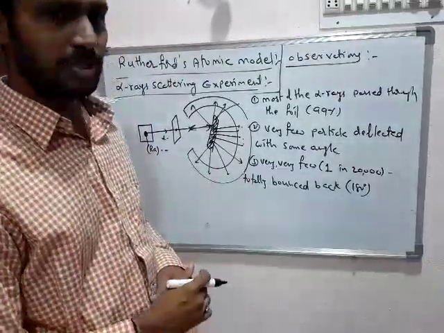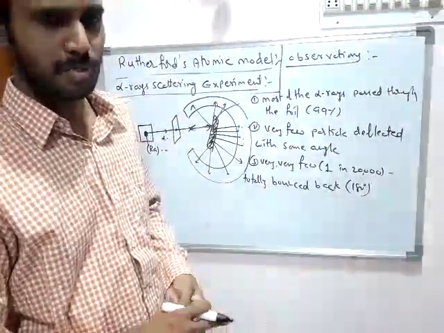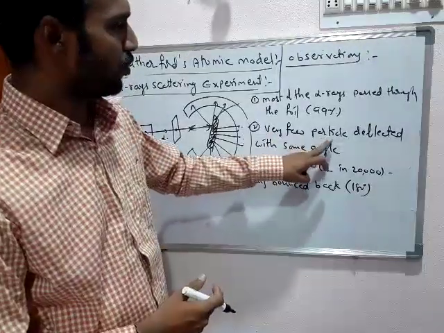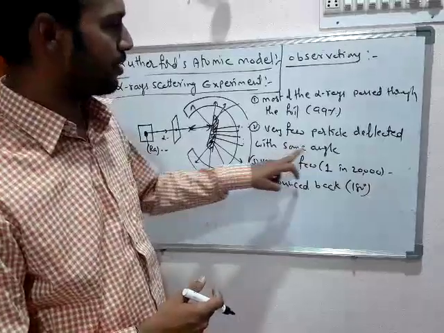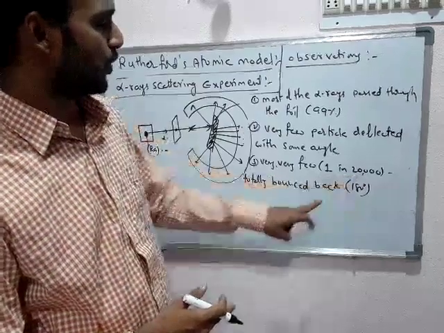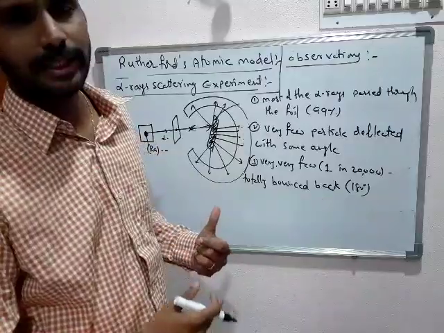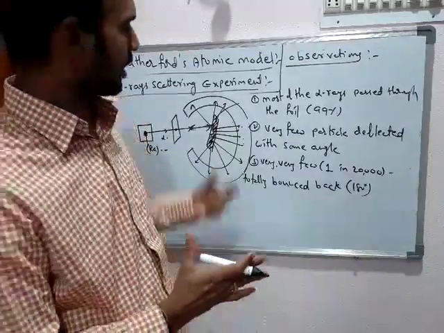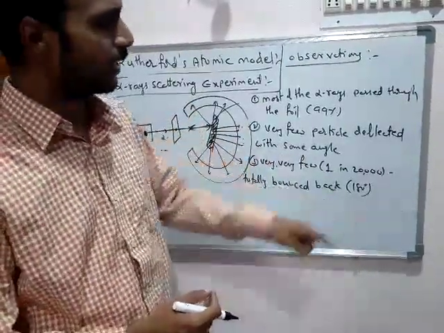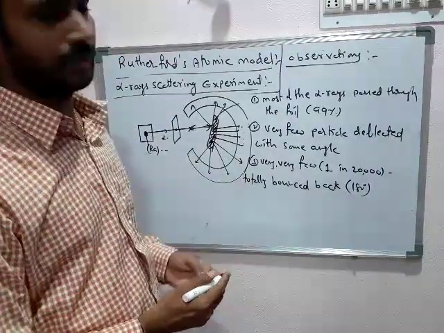So what are the observations? Most of the alpha rays passed through the foil, which means they passed through the gold atoms, and very few particles are deflected with some angle. Next, very few particles, that is 1 in 20,000, are totally bounced back. Out of approximately 20,000 particles, one particle is exactly bounced back. That is simply called a 180 degree deflection angle. So these are the observations made by Rutherford.